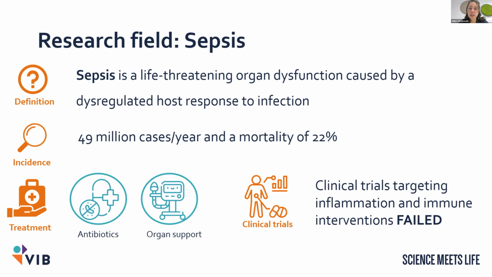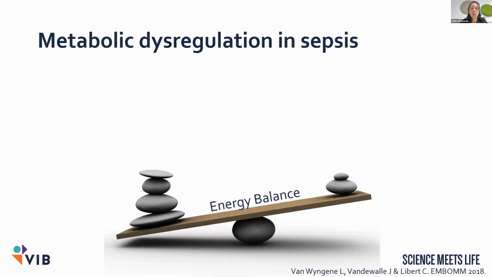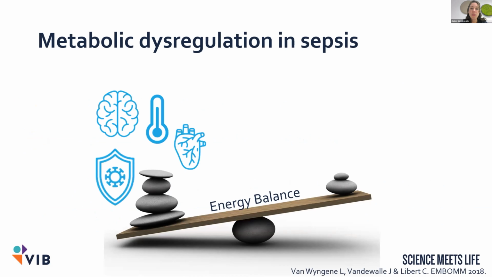So there are many clinical trials targeting inflammation or using immune interventions, but they have all failed in sepsis. So we look at sepsis from a different point of view. We see sepsis more as a metabolic disease, because the pathogenesis of sepsis involves tachycardia, fever, tachypnea, immune activation, and coagulation. This all requires supraphysiological energy supplies.